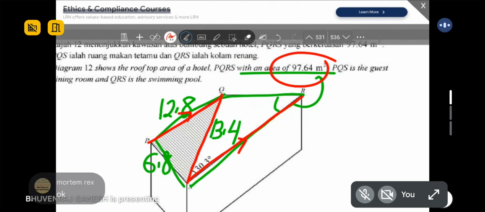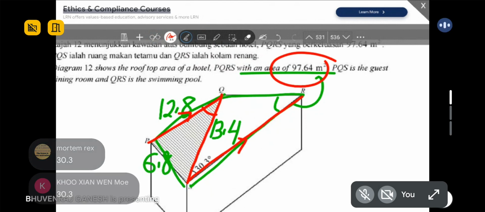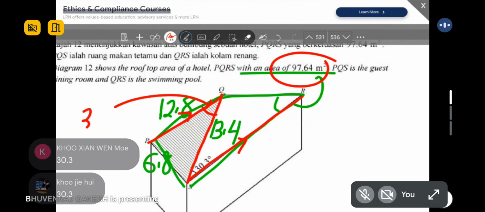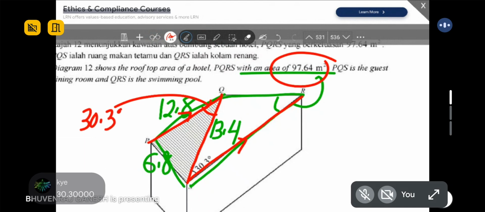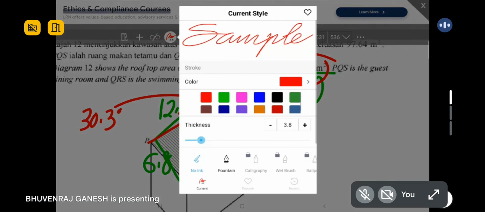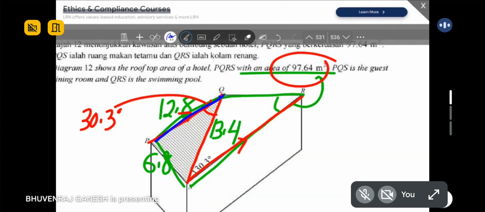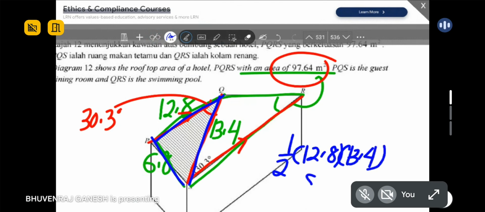Am I right? So guys, you see this trick, do you see a Z shape here? When you see a Z shape, what is this angle here, guys? Yes, it's the same. This is also 30.3. You automatically get one angle. Now you can find the area for this triangle. You just take half, 12.8, half ab sine C, 13.4, sine 30.3.